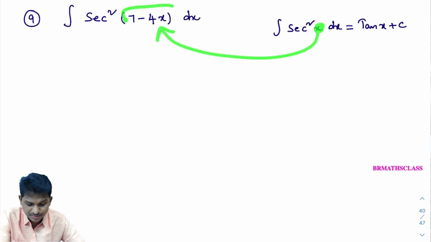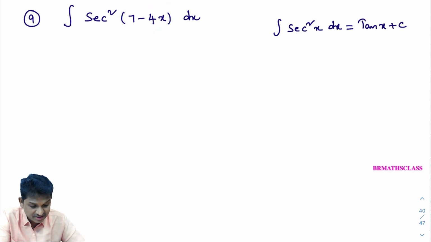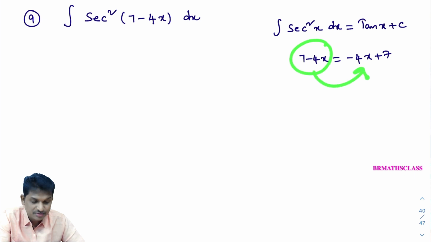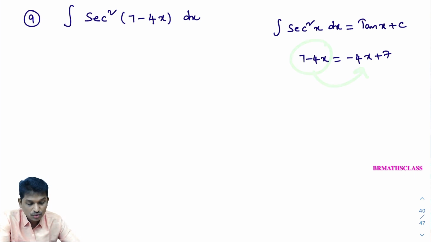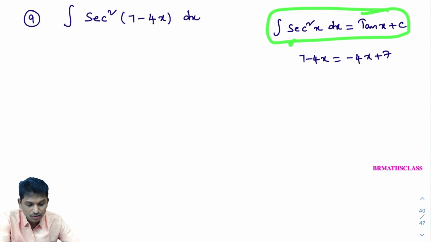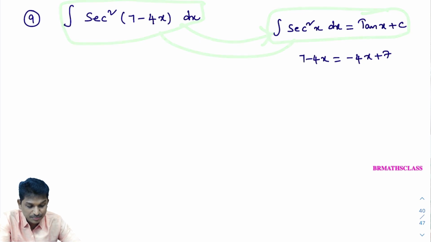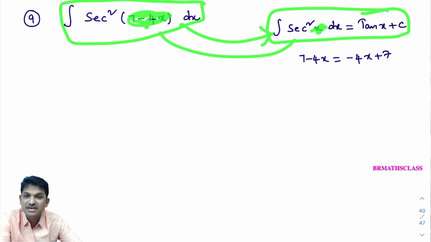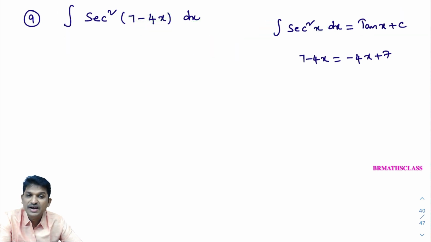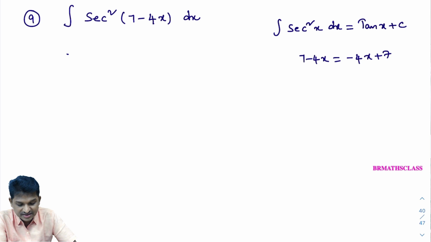Is it ax plus b? Actually, 7 minus 4x is nothing but minus 4x plus 7 only. Correct? This is of the form ax plus b only. So this is the formula we have in this problem also, of this type only. But in place of x, here ax plus b is present. So, we will write its answer directly. How you will write its answer directly?